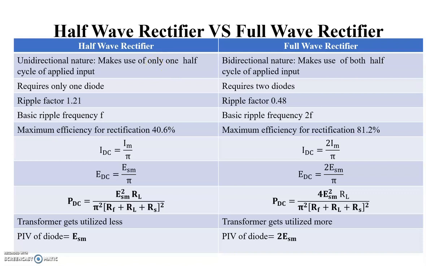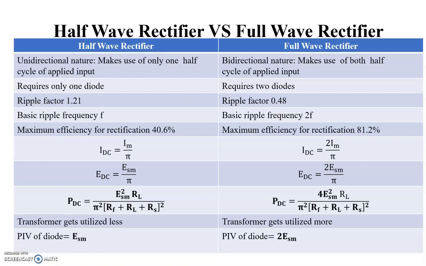The ripple factor is less for full wave, that is, the rectification is more nearly complete for full wave as compared to half wave. The lowest ripple frequency in the full wave circuit is twice that in the half wave circuit. The efficiency of rectification in a full wave connection is twice that for the half wave connection.